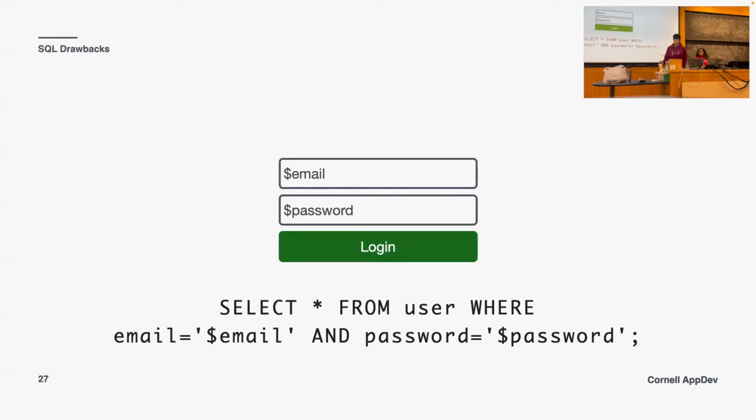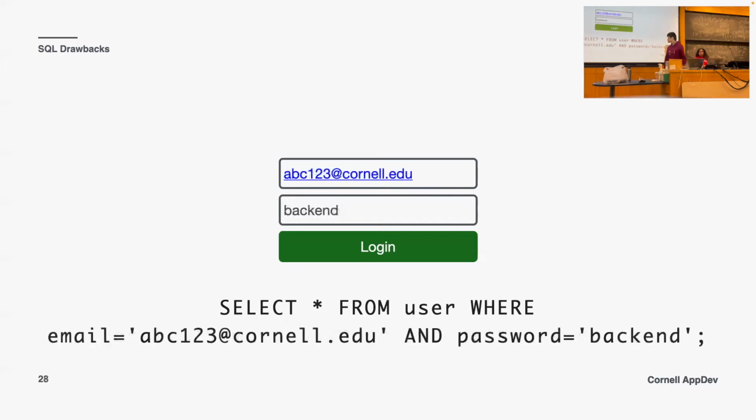Select all from user where the email equals the email that's passed in and password equals the password that's passed in. Pretty standard, right? Does that make sense? We're just checking where the email and the password match, right? So let's pass in an email. We have abc123@cornell.edu. So this portion will take on the value abc123@cornell.edu.